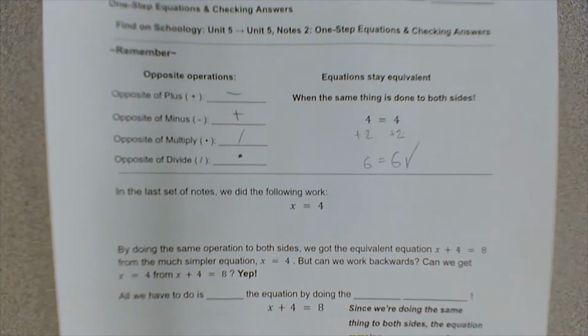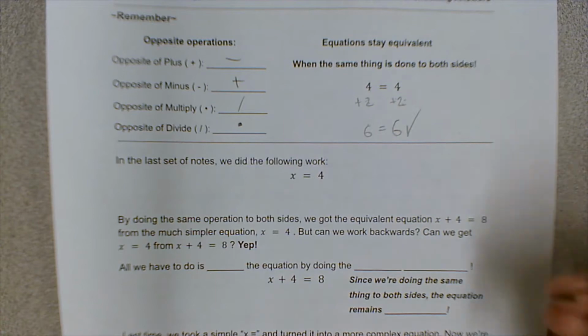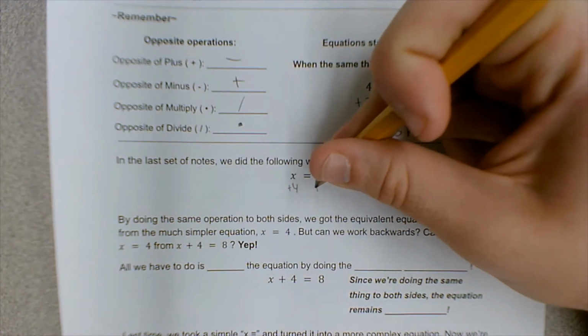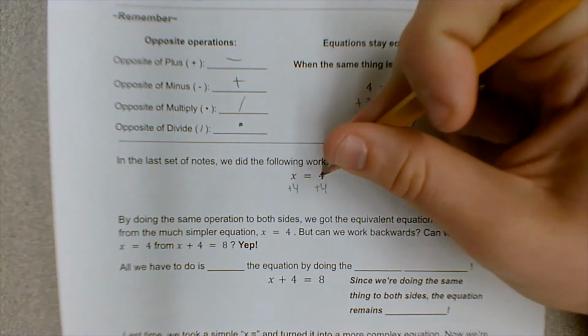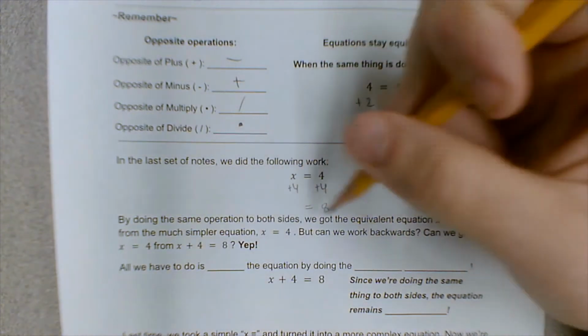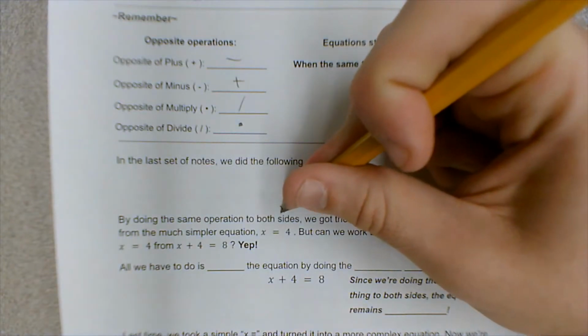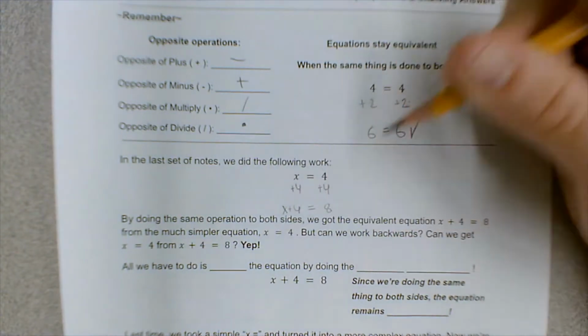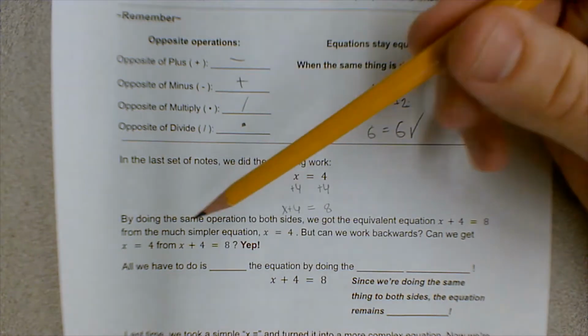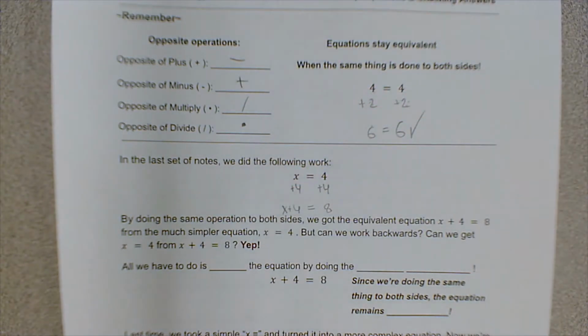So, in the last notes, we did the following work. Let's say, for example, I wanted to add 4 here, and I wanted to add 4 here. I wound up with 8 on my right. I still need my equal sign, and since I added 4 to x, I ended up with x plus 4 equals 8. That's a one-step equation we've got. By doing the same operation to both sides, we got the equivalent equation, x plus 4 equals 8, from the much simpler equation, x equals 4.